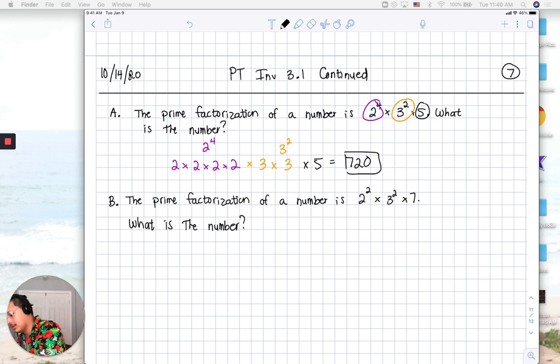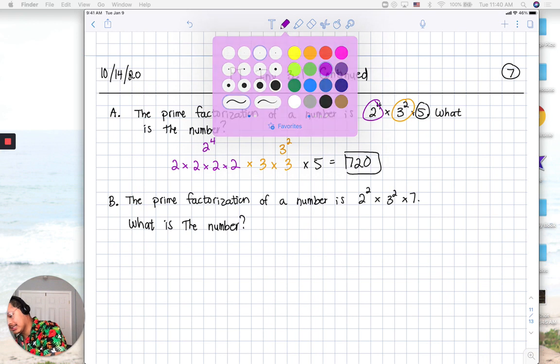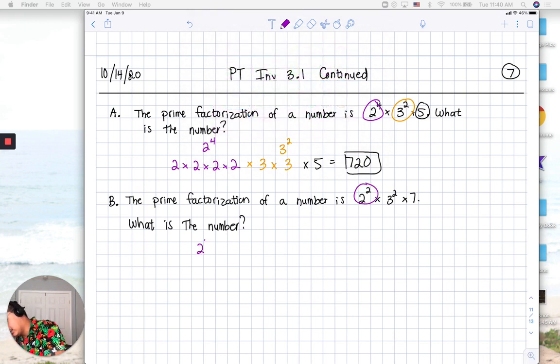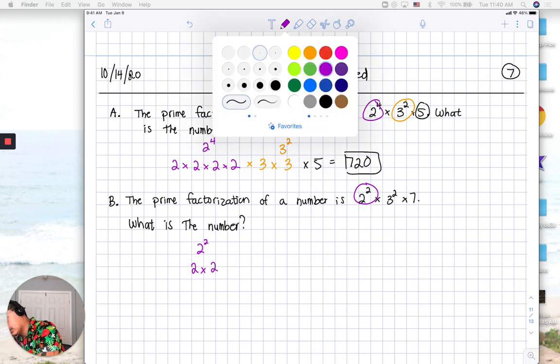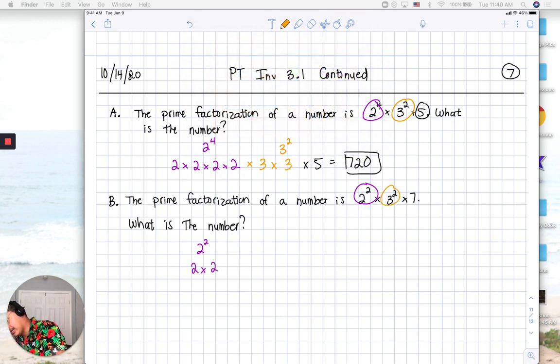All right, hopefully you paused the video, hopefully you tried this. Let's see what happens. I know that 2 to the 2nd power is the same as 2 times 2. I know that 3 to the 2nd power is the same as 3 times 3. And remember, I'm just multiplying all these things together. And then I have this lonely 7. So I type this into my calculator, 2 times 2 times 3 times 3 times 7, and that should give me my number. And that number is 252.